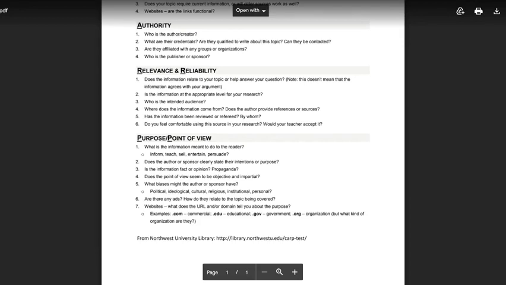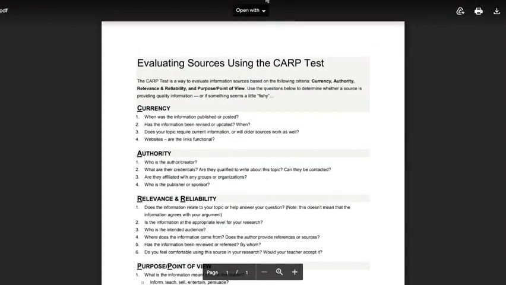So this is all information from the northwest.edu. So can we trust them? I think we can, because .edu has to be vetted. It has to be truthful. It has to be as objective as we can. So that's a way to look at information.